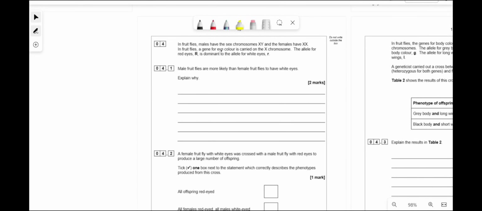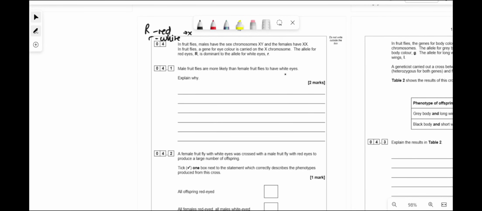In fruit flies, males have the sex chromosomes XY and the females have XX, similar to human males and females. In fruit flies, a gene for eye color is carried on the X chromosome, and the allele for red eyes, big R, is dominant to the little r, white eyes. So I'm going to write that here just to remind me. And these are X-linked. So it says male fruit flies are more likely than female fruit flies to have white eyes.